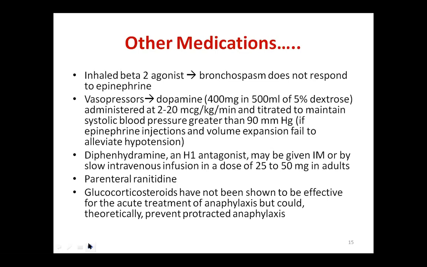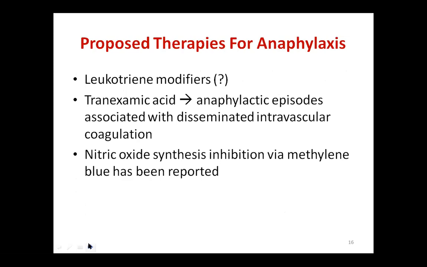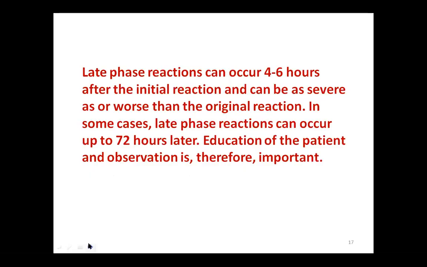Parenteral ranitidine, the H2 blocker, is better when combined with H1 antagonist compared to giving only the H1 antagonist. Glucocorticoids, as already told, have no acute effect, but can prevent protracted anaphylaxis. There are some proposed therapies for anaphylaxis like leukotriene modifiers, but the role of this is again controversial. Tranexamic acid can be used specifically when anaphylaxis is associated with DIC. Nitric oxide synthesis inhibition via methylene blue, there are some studies on that. They show some promising results.